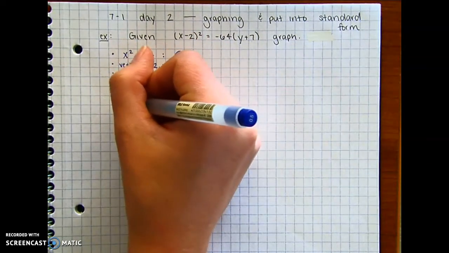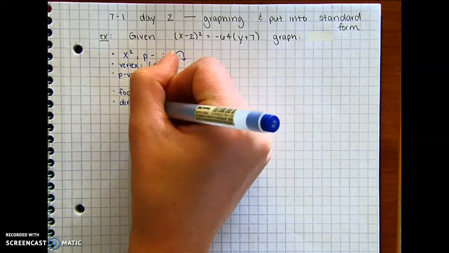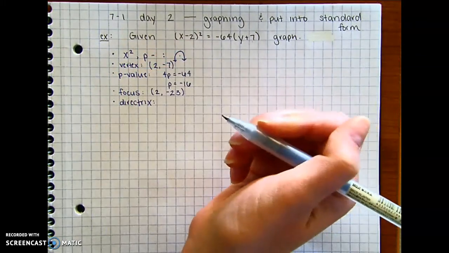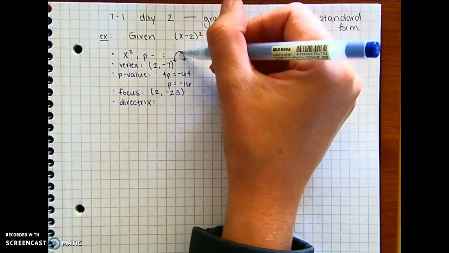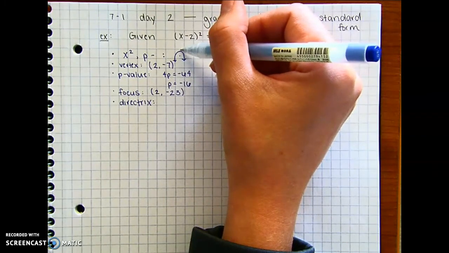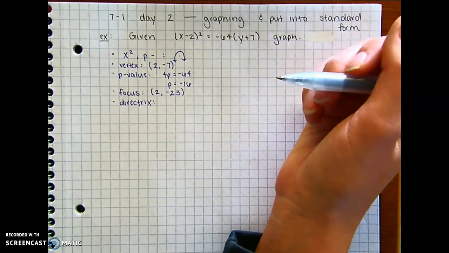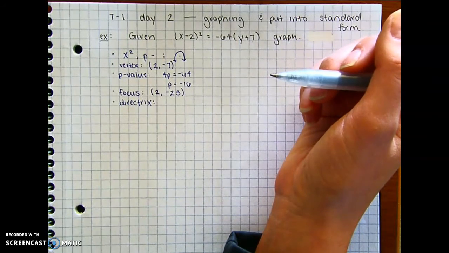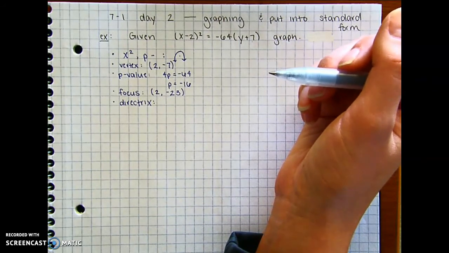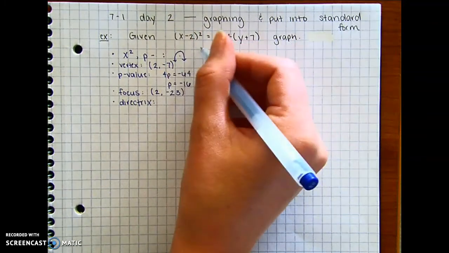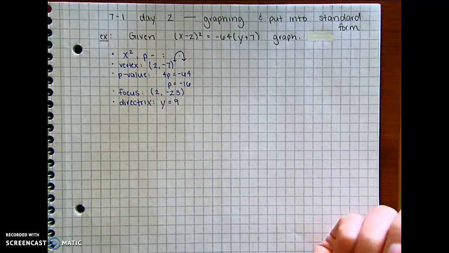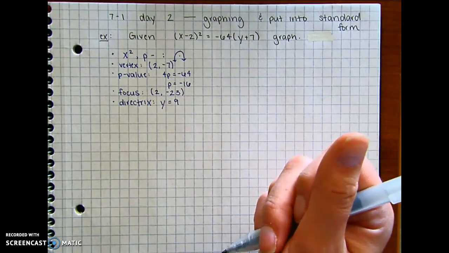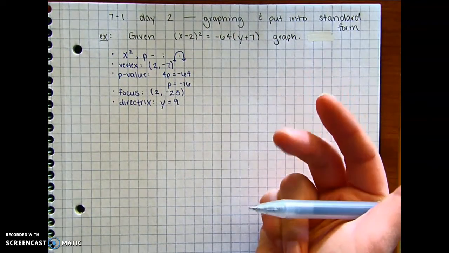And then our directrix. Similar, right? So from the vertex, we're going to take the p-value and we're going to go the opposite way. And so if we're at negative 7, we want to go up 16. So that means we're going to be at 9. And it'll be y equals 9. Okay. So we've got our shape, vertex, p-value, focus, directrix.